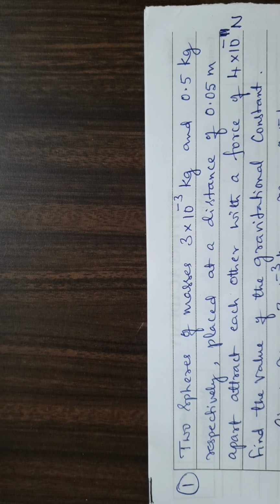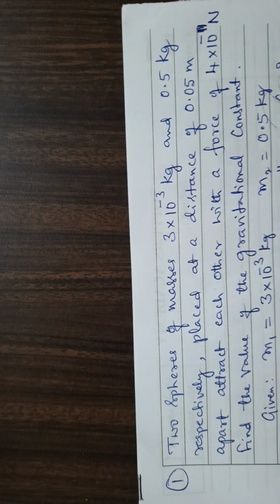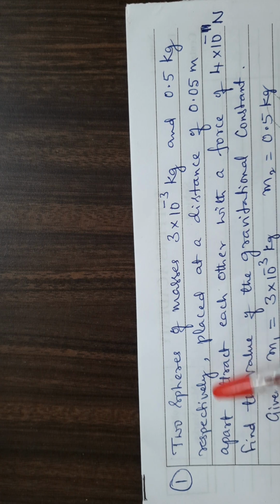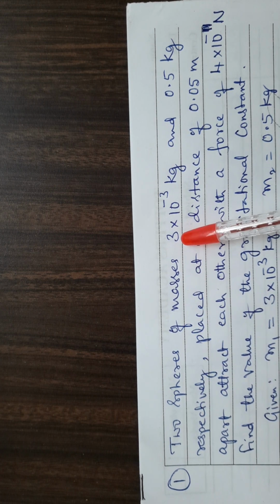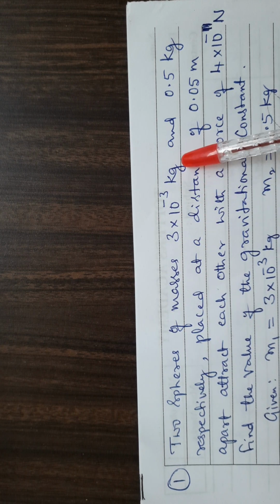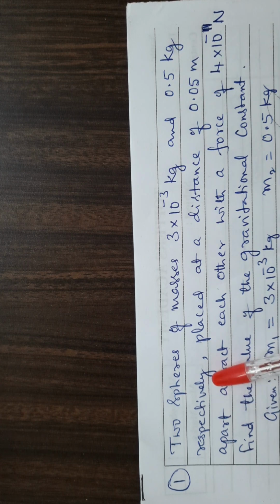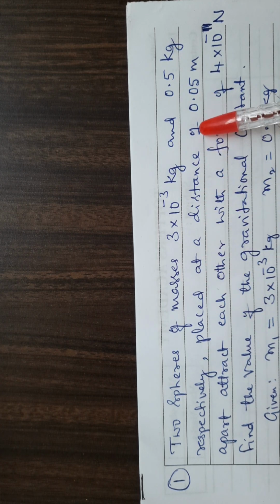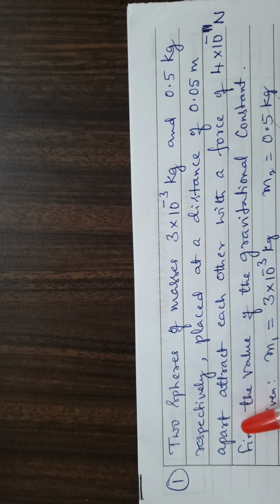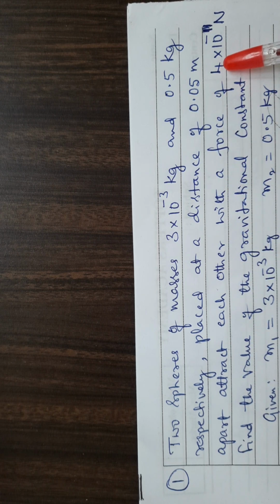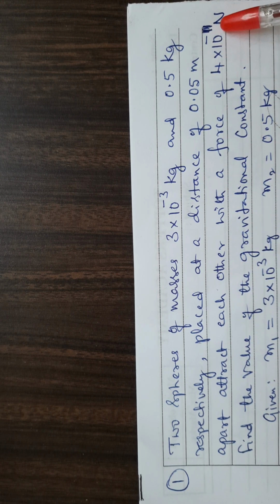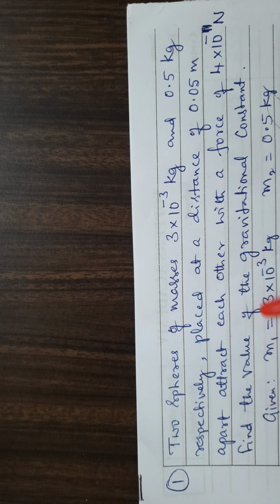Today, let us solve some problems. Okay. The first question: two spheres of masses 3 × 10^-3 kg and 0.5 kg respectively, placed at a distance of 0.05 meter apart, attract each other with a force of 4 × 10^-11 Newton. Find the value of the gravitational constant.